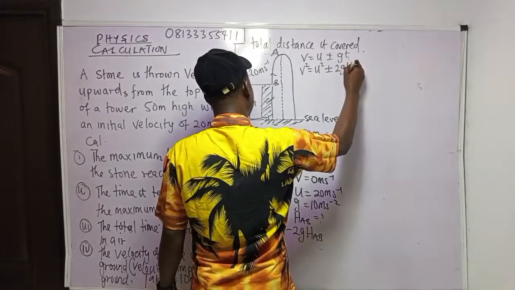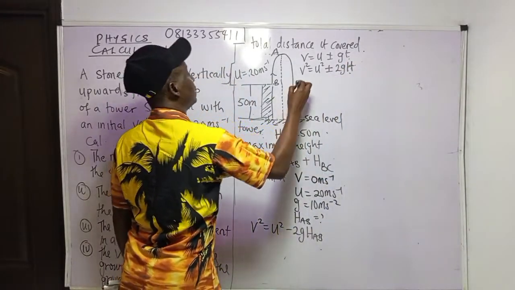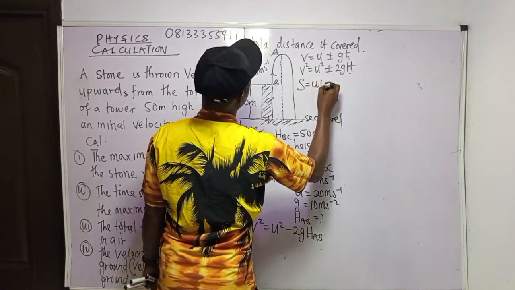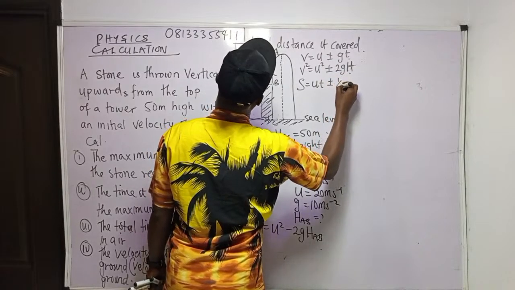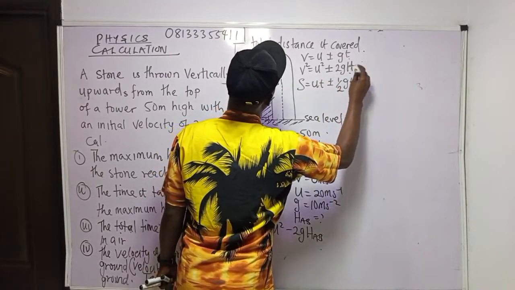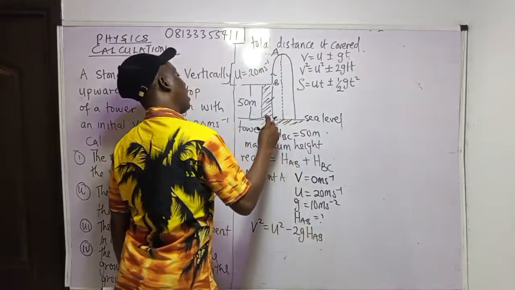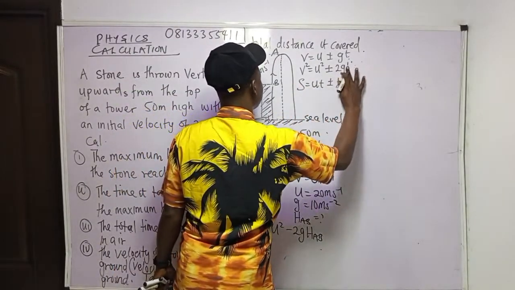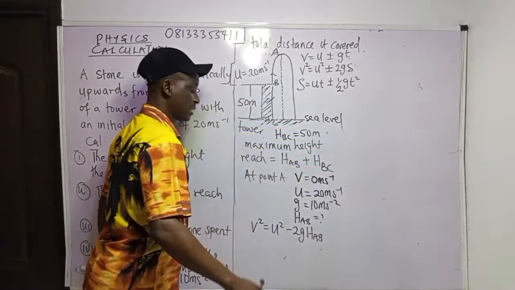Let me just read it like this first. Then we are going to have S equal to UT plus or minus half GT square. So now I will explain this S. Let me just put S here first. I will explain the S for you now.